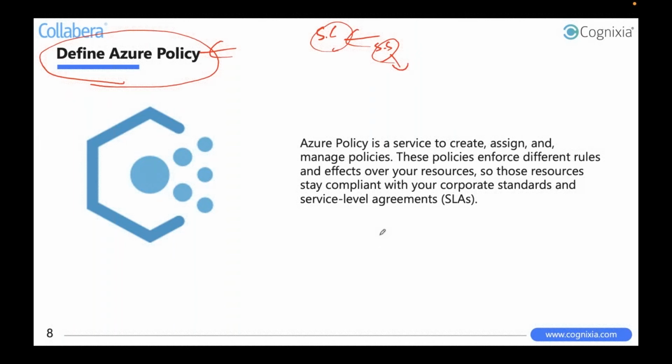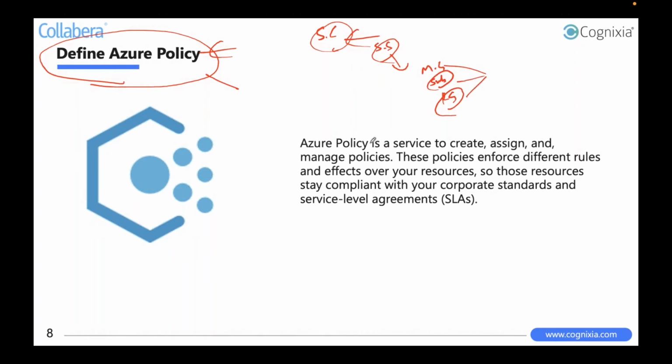So I need to ensure how I will enforce these policies, and how I can ensure that whatever resource is deployed, it is deployed in a compliant manner. Simply, you can create Azure policies which you can implement at your scope levels. We have three scope levels: either I can apply the policy to my management group, or to my subscription, or to my resource group. These are the three scope levels I can select based on my requirement.